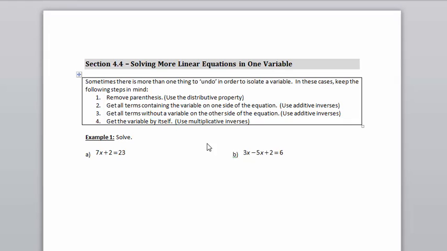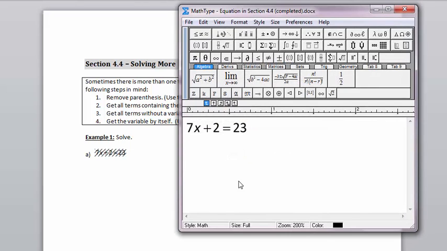Section 4.4 is going to give us some more examples of solving linear equations in one variable. Some of these problems may be multi-step. I may have to do some simplification before they're ready to solve. This might involve combining like terms or using the distributive property, as well as using the addition and subtraction properties of equality to solve. So let's look at the first one.